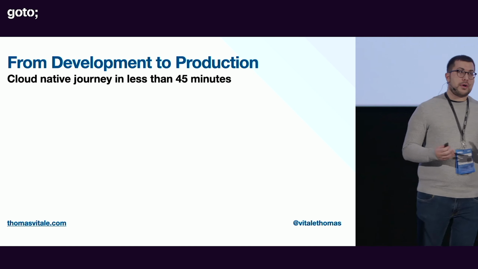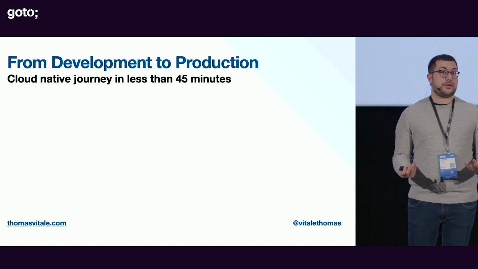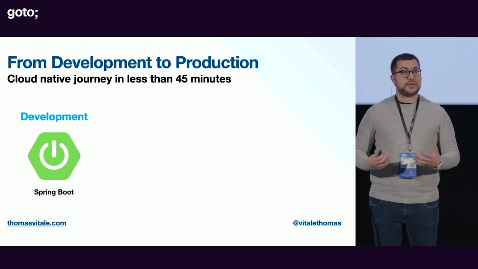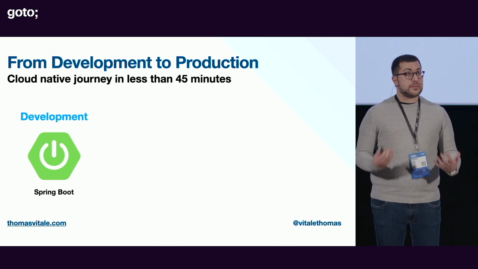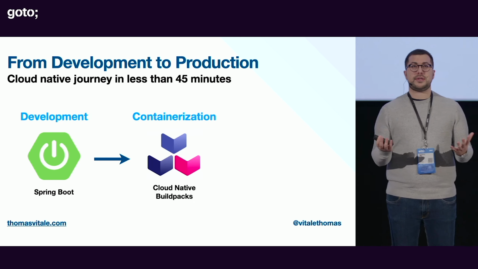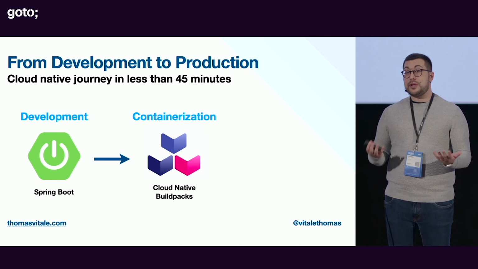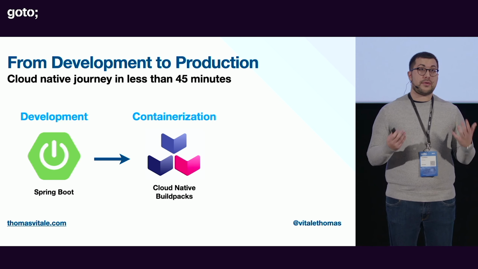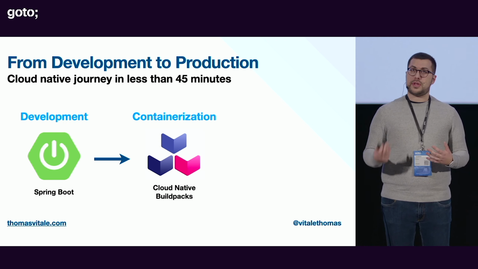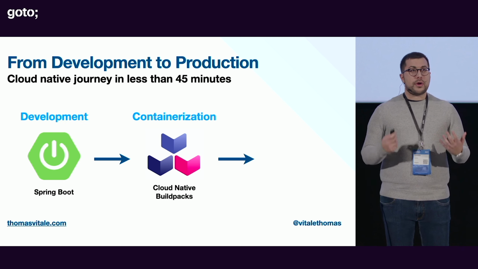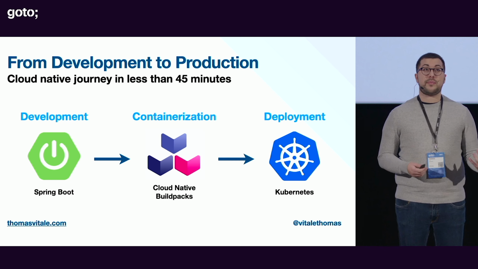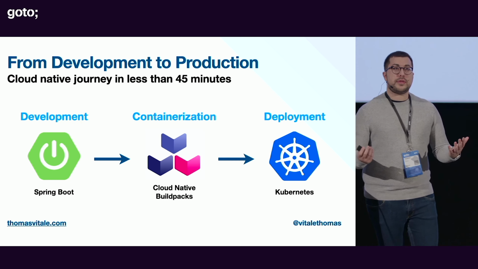Today, I'd like to go on a journey with you from development to production. We're going to start by building a cloud-native application using Spring Boot, which is a great framework focusing on productivity and simplicity. After that, we're going to containerize the application. We're going to package it as a container image using Cloud Native Buildpacks, a project hosted at the Cloud Native Computing Foundation and focused on transforming application source code into container images. And finally, we're going to deploy the application on Kubernetes, on an actual Kubernetes cluster in a public cloud. So let's get started with this Cloud Native journey.